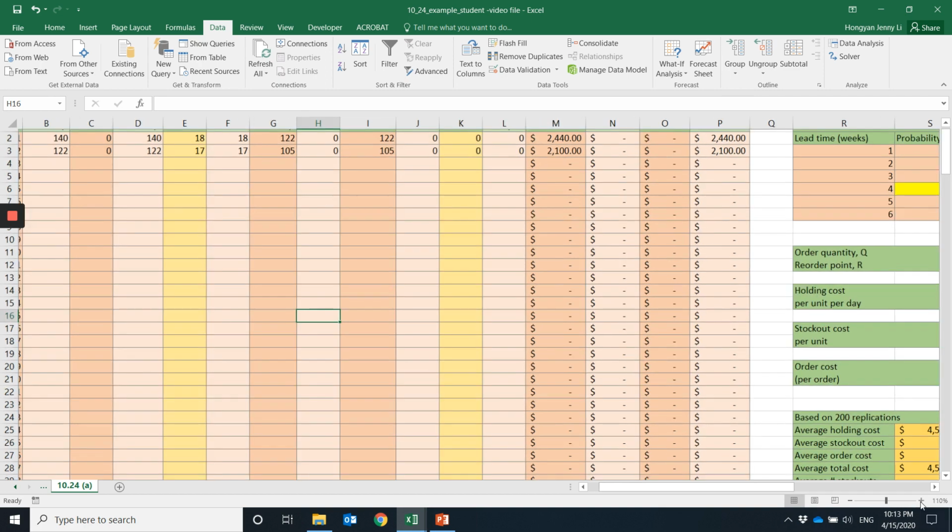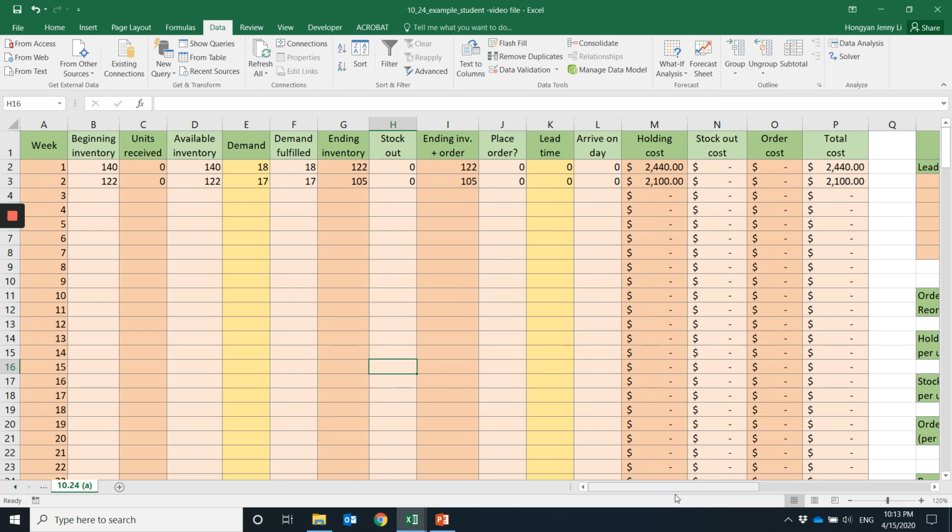First we have column A. You decided to simulate 52 weeks, so we should have 52 entries. Then in order to simulate an inventory model, we need to find the key relationships between the inventory, the demand and the lead time. So here we use this workbook to calculate the beginning inventory in each week, the units received each week, the available inventory at the beginning of each week, the demand, and how many units are satisfied or demand fulfilled in each week. And then you have the ending inventory at the end of each week.